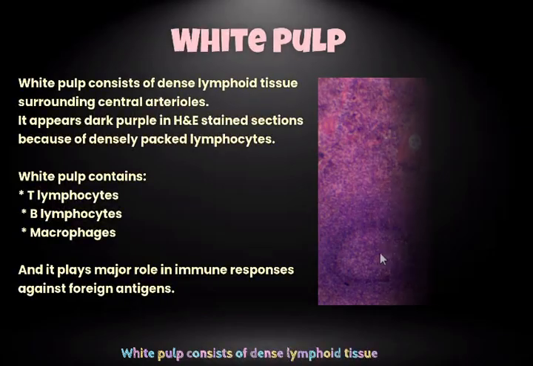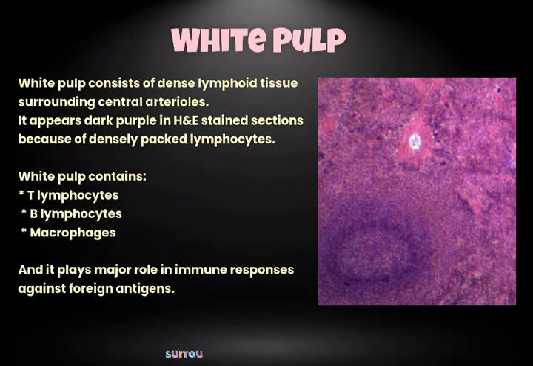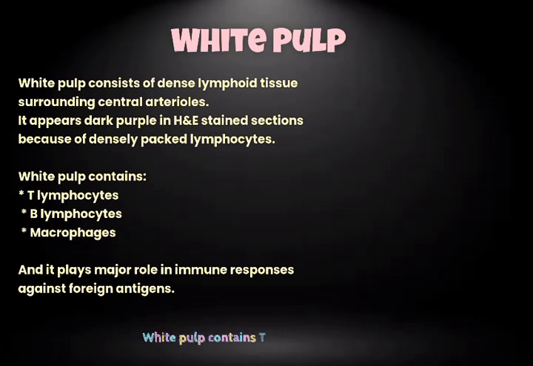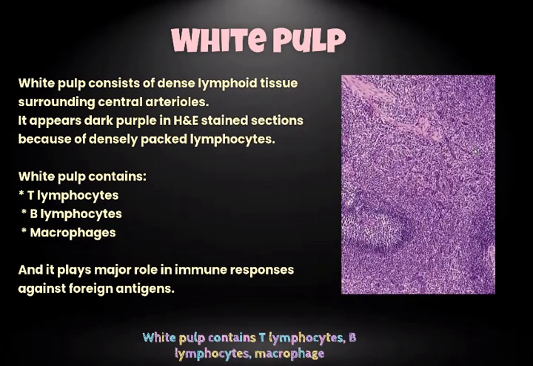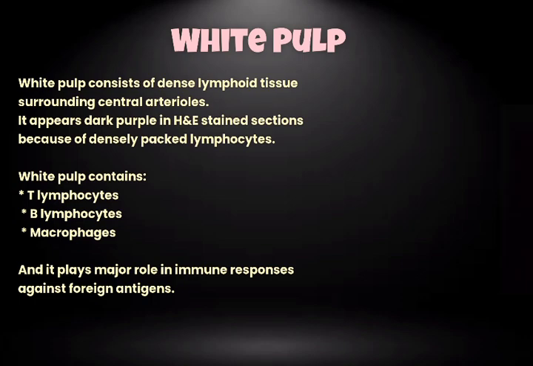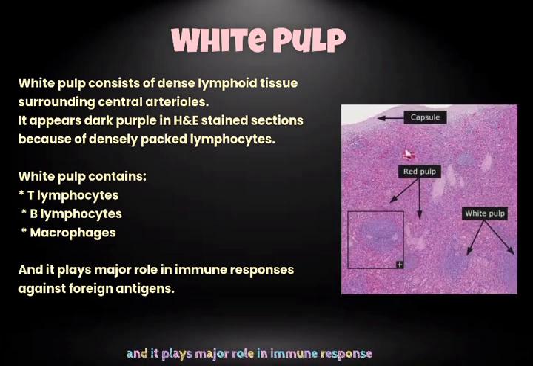White pulp consists of dense lymphoid tissue surrounding central arterioles. It appears dark purple in H&E stained section because of densely packed lymphocytes. White pulp contains T lymphocytes, B lymphocytes, and macrophages, and it plays a major role in immune response against foreign antigens.